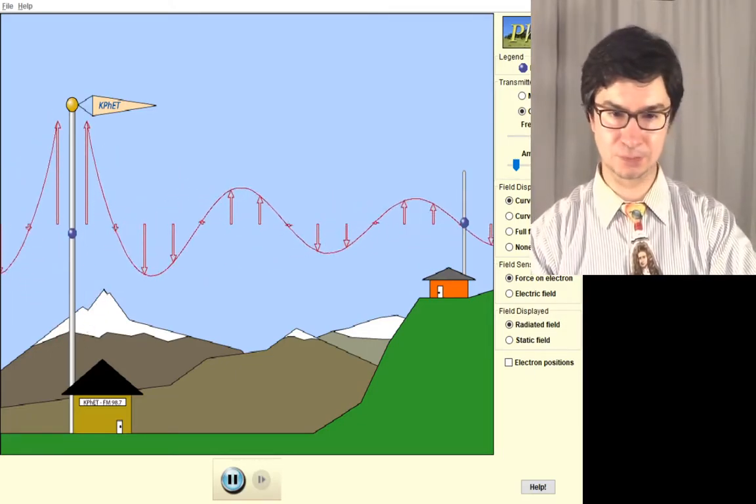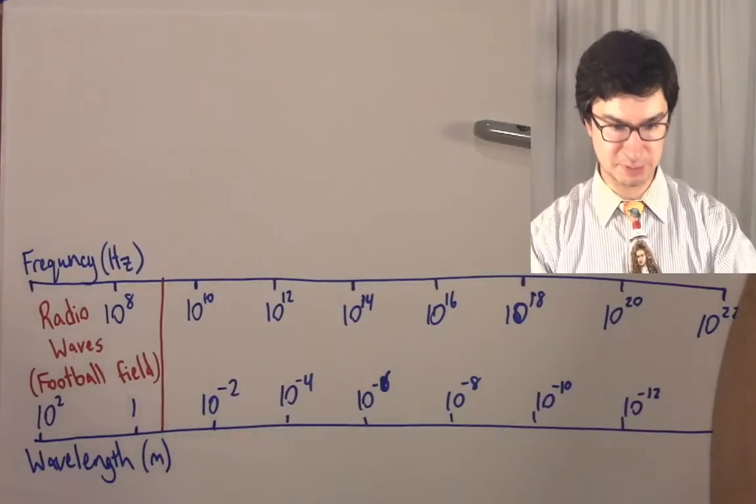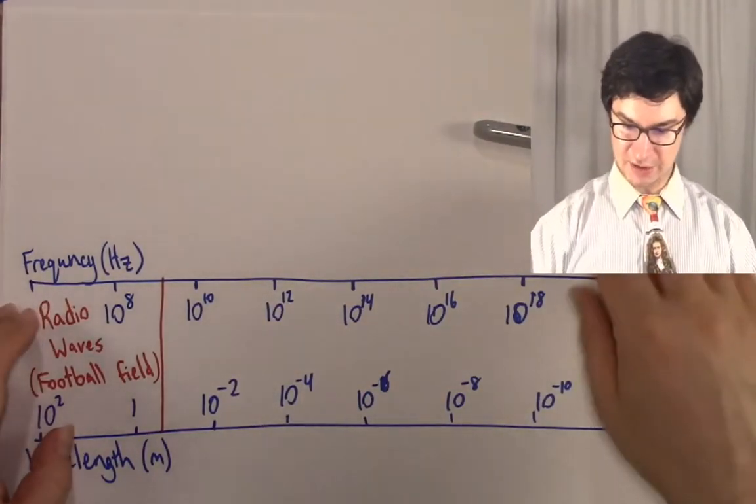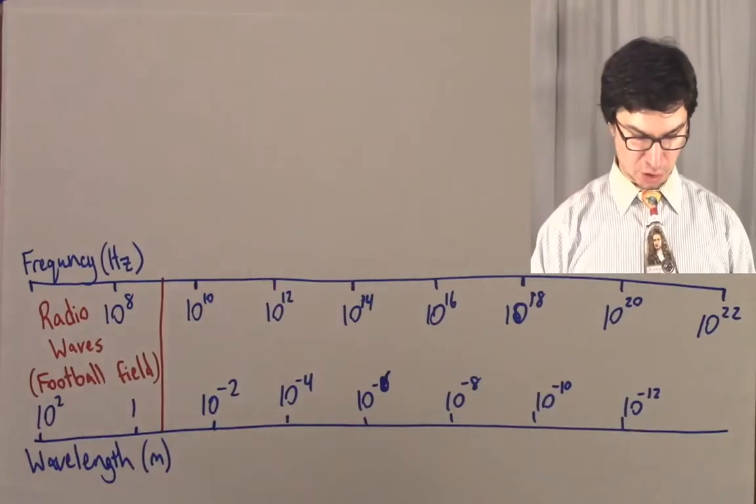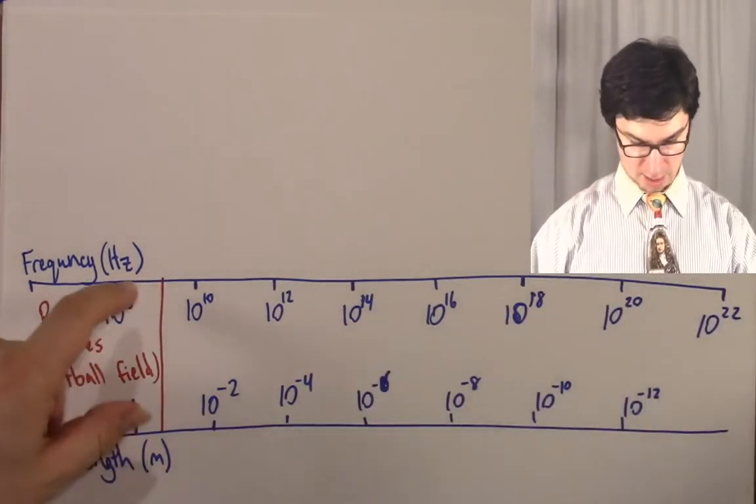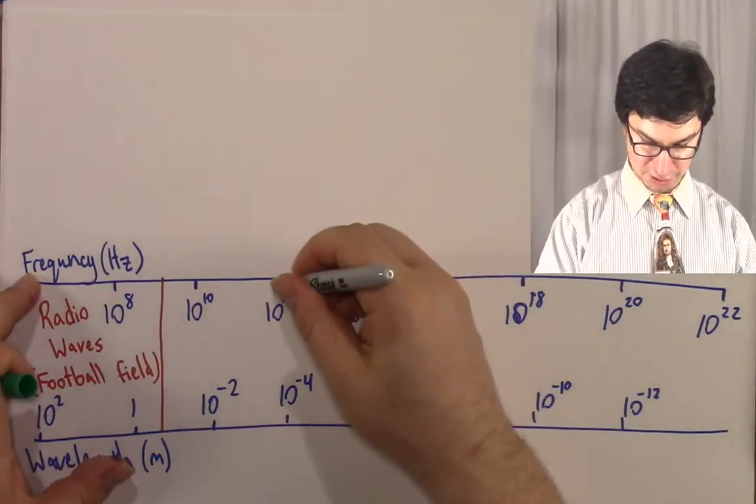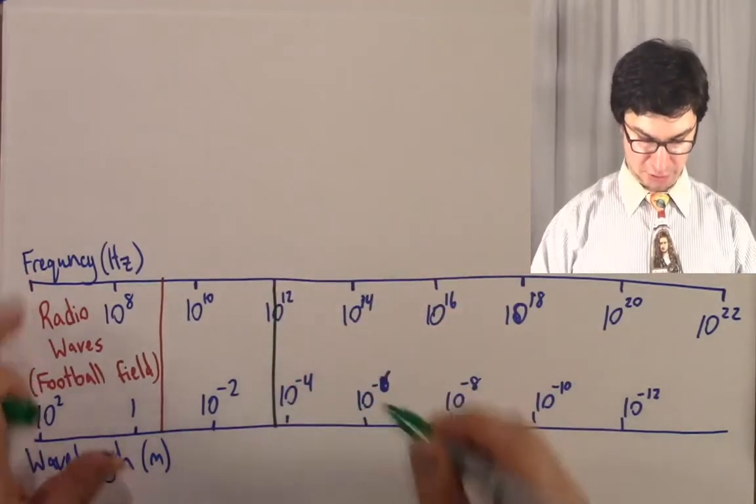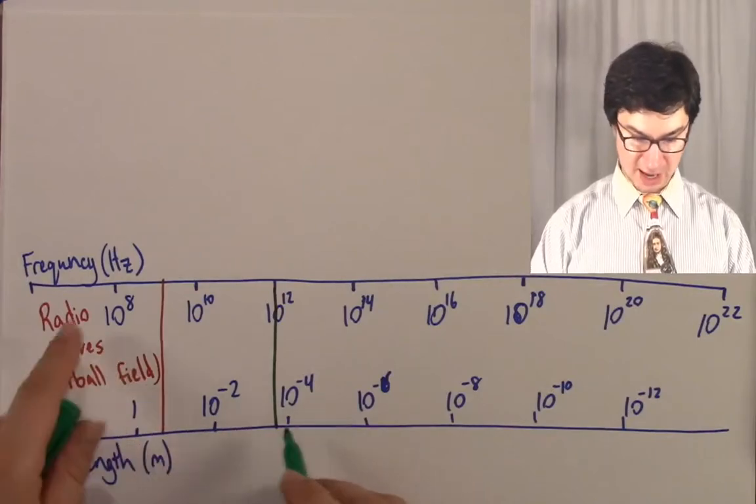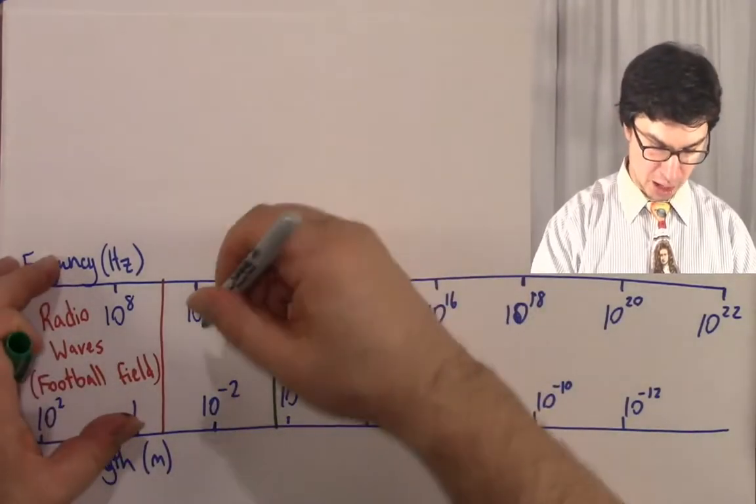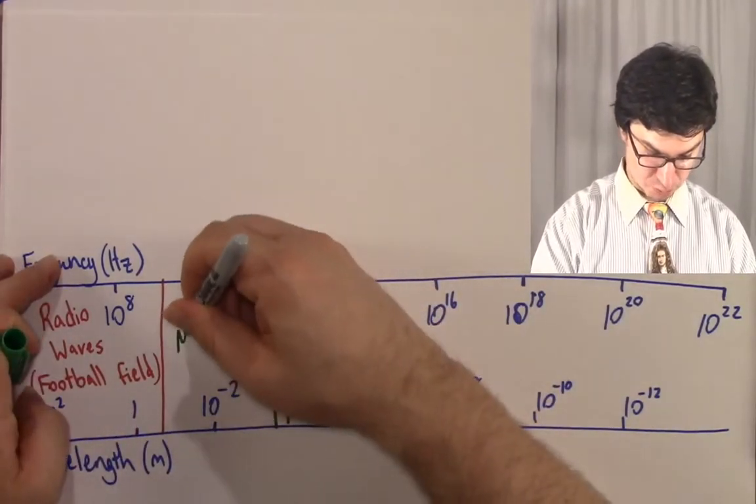That's very cool. All right, let's back up. So we've explored radio waves. The next type of wave is going to go from this red line all the way to about 10 to the 12th hertz. So we're going to draw another line at about 10 to the 12th hertz, and this form of radiation is going to be called microwaves.